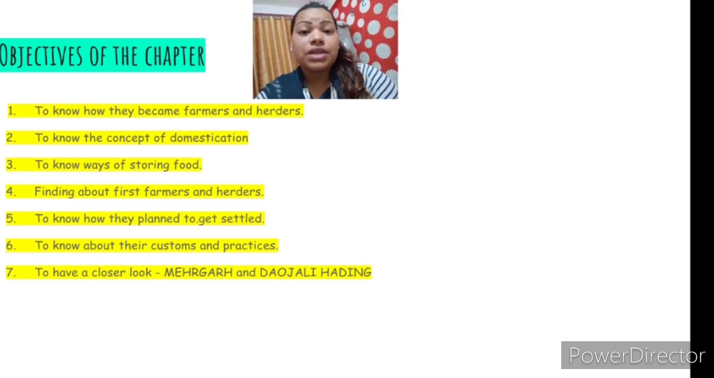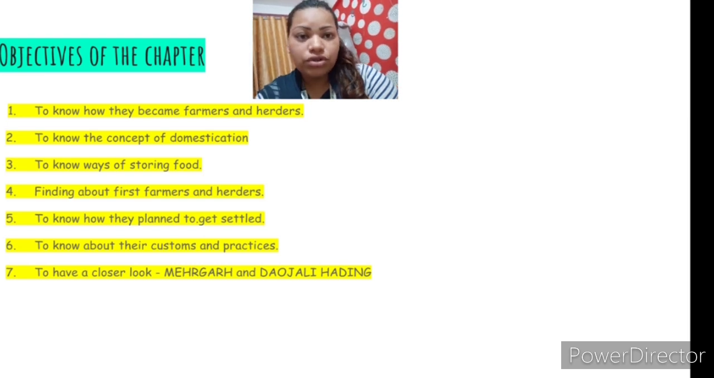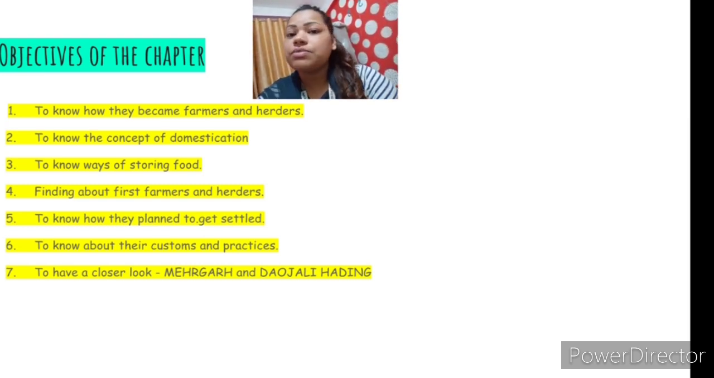We will know the concept of domestication. We will know the ways of storing food, what the vessels and what type of utensils were being used to store food. Then we'll come to know about the first farmers and herders. Then we'll also come to know how they planned to get their life settled. Then we'll know about their customs and practices, as all of us have different customs and practices. We'll come to know what happened in that era and how they used to celebrate rituals and also do their practices. And at the end we'll have a closer look at two places, like Mehrgarh and Daojali Hading, right?